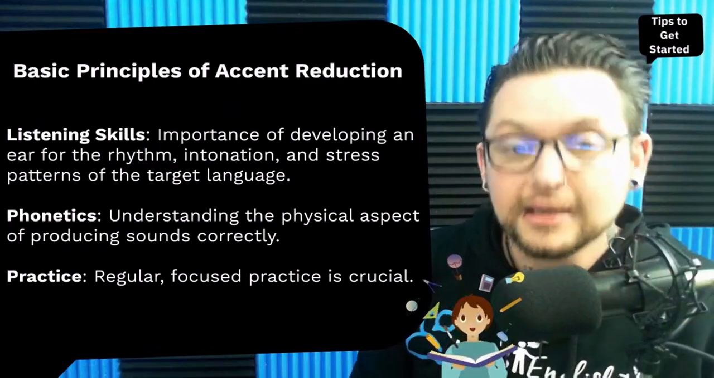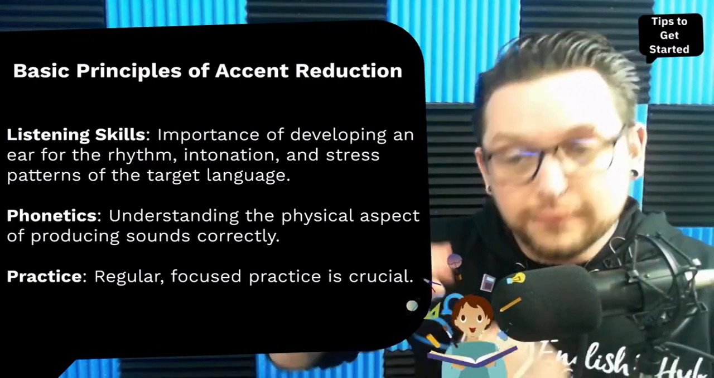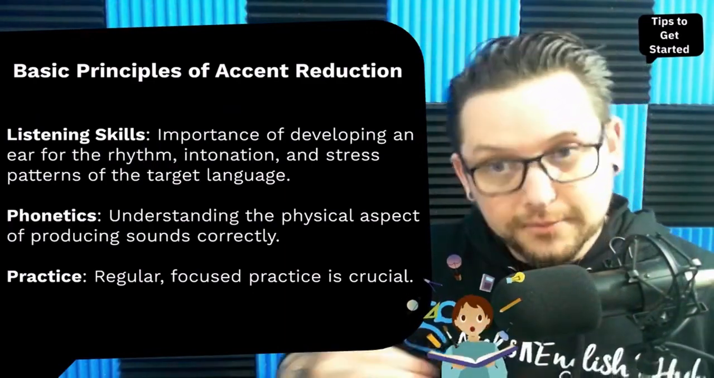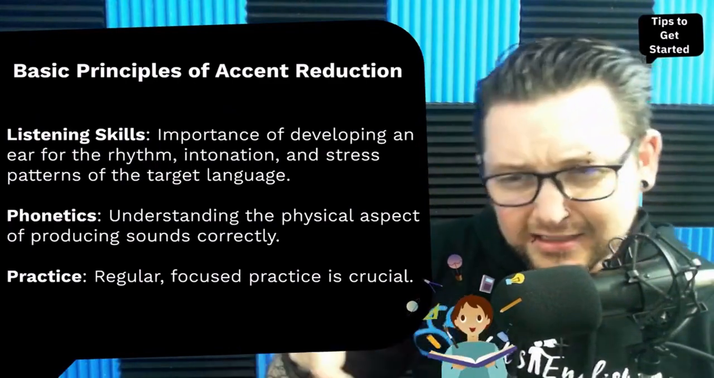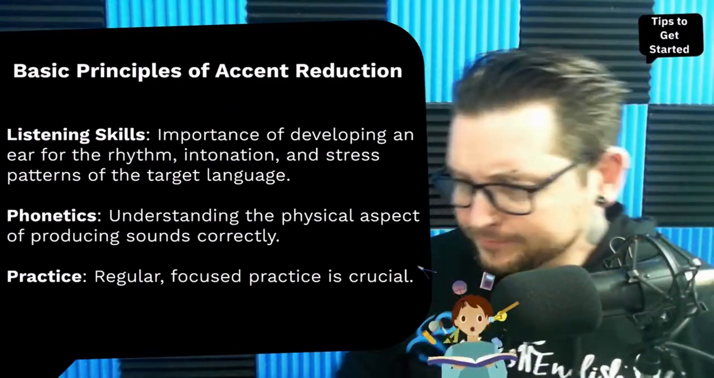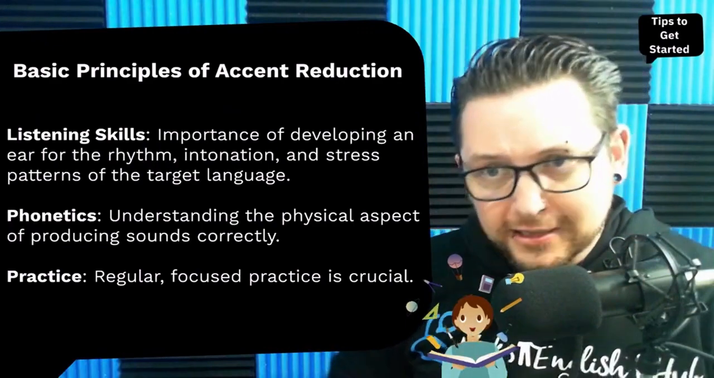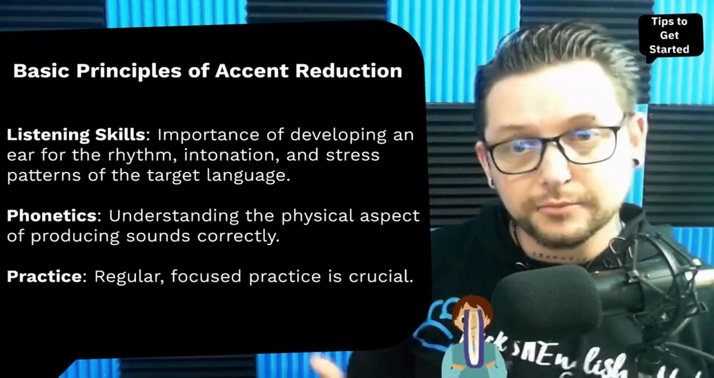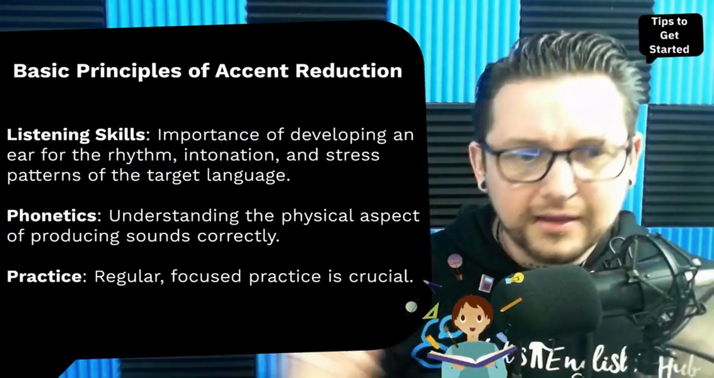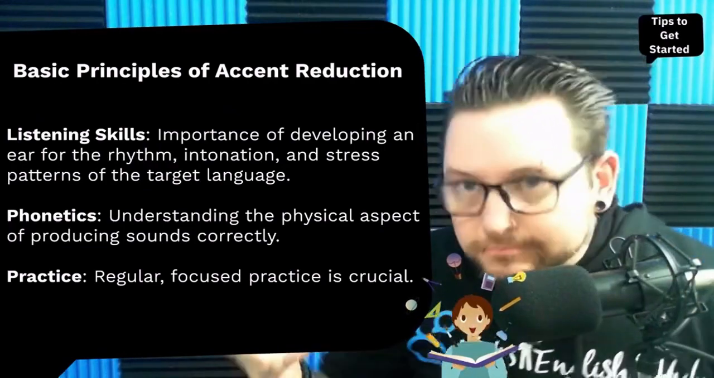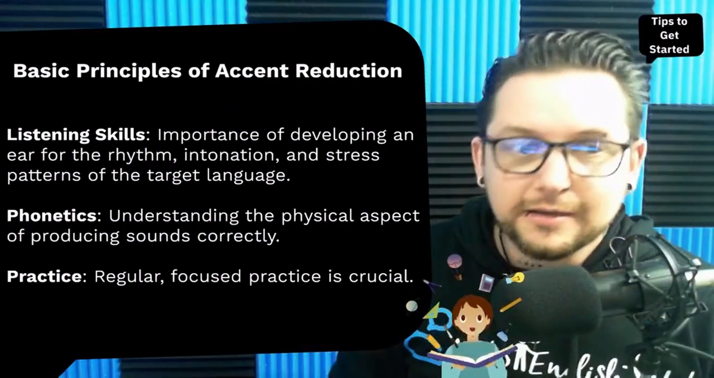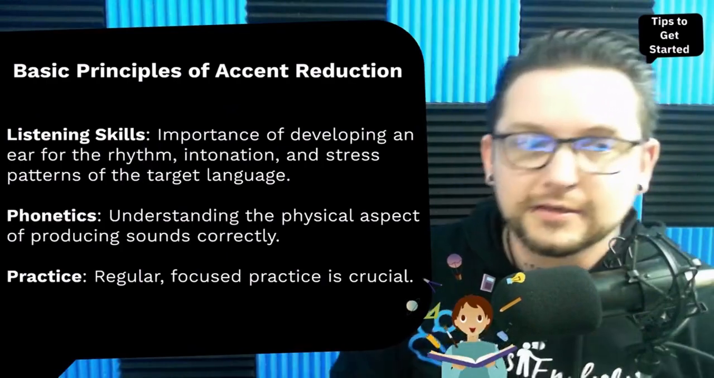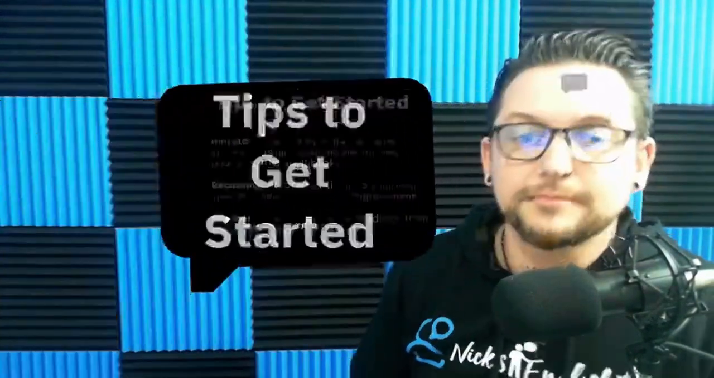And last but not least, practice. Regular, focused practice is crucial. In a future video, we're going to get into the types of practice we can get. We are going to talk about active learning, passive learning, the different ways you can practice your accent reduction skills and pronunciation. But I would say it's kind of obvious, right? Practice makes perfect. So practice, practice, practice.